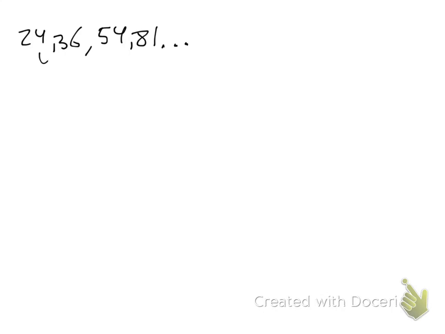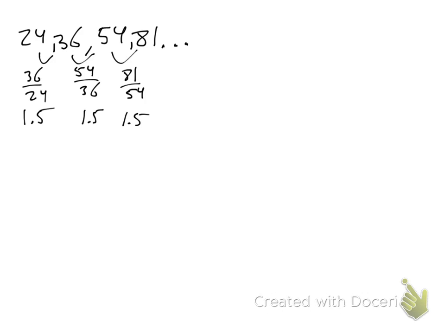Would all of us agree that if I did this magic here, it'd be 36 over 24, 54 over 36, and 81 over 54, which is 1.5. So every single one of these is 1.5. That means we have a common ratio of 1.5. So if I start at 24 and multiply it by 1.5, I get 36. If I multiply 36 by 1.5, I get 54, and then again and again and again.